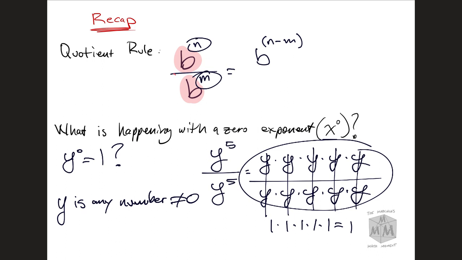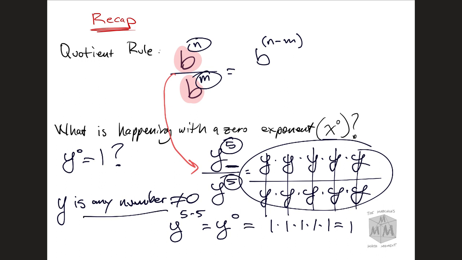But remember our quotient rule that we use to explain this. If I'm going to use my general form, this just means I have y to the 5th minus 5, right? My exponent that's in the numerator, and I subtract the exponent that's in the denominator. What's 5 minus 5? Well, that's 0. That means y, any number that's not 0, to the 0 equals 1.